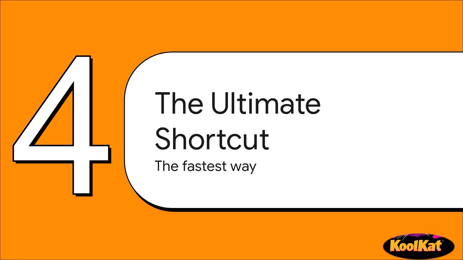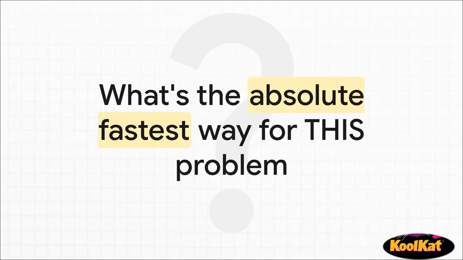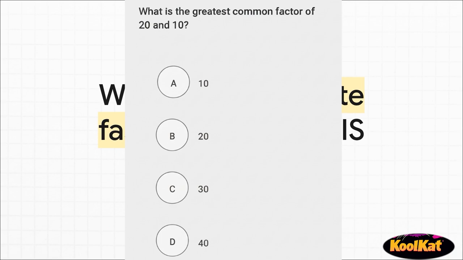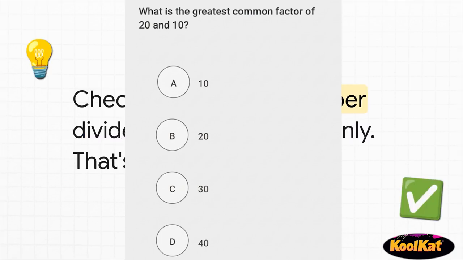So those first two methods will work every single time. They're solid. But for this particular problem, there's an even faster way, a kind of ultimate shortcut that lets you skip all that work. So what on earth could be faster than those methods we just went through? Well, the secret is actually hidden in plain sight, right there in the relationship between our two numbers, 20 and 10. Here's the entire shortcut. Ready? Just check if the smaller number divides evenly into the bigger one. That's it. That's the whole thing.